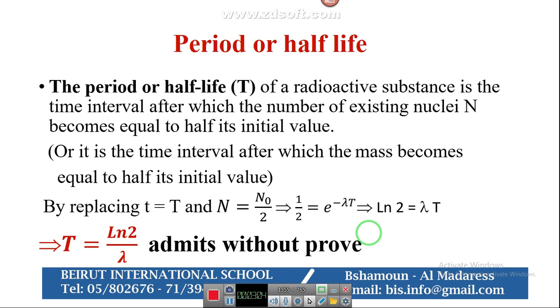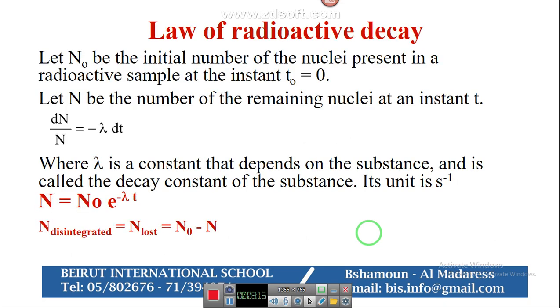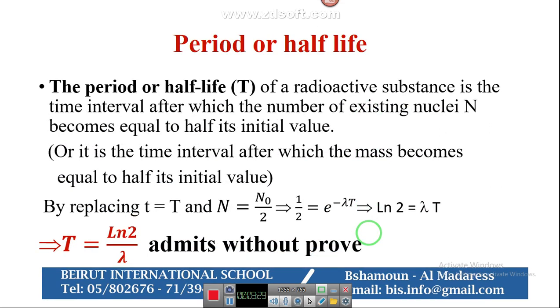This formula is admitted without any proof. Up to here, we have spoken about three formulas: N equal N0 e to the minus lambda t, N disintegrated equal N lost equal N initial minus N remaining, and the period equal ln 2 divided by the decay constant, or the decay constant equal ln 2 divided by T.